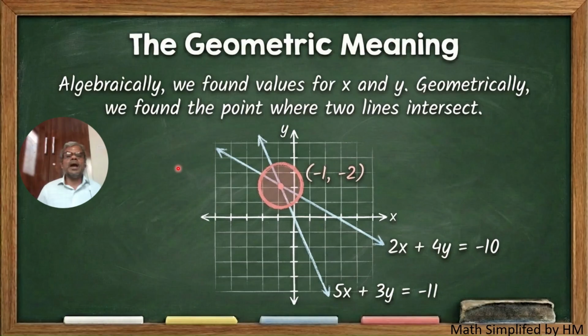Now we understand the geometric meaning of the solution we obtained. Algebraically, we found values for x and y. Geometrically, we found the point where the two lines intersect each other. The point of intersection is the solution of the given pair of simultaneous equations. Here, 2x plus 4y is equal to minus 10 and 5x plus 3y is equal to minus 11 intersect at the point x is equal to minus 1, y is equal to minus 2.